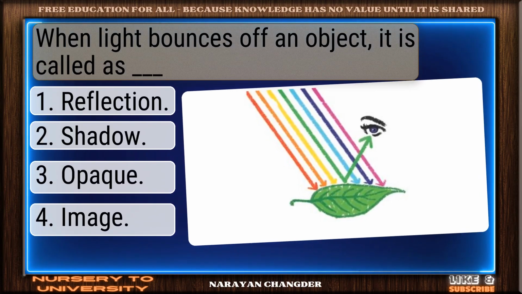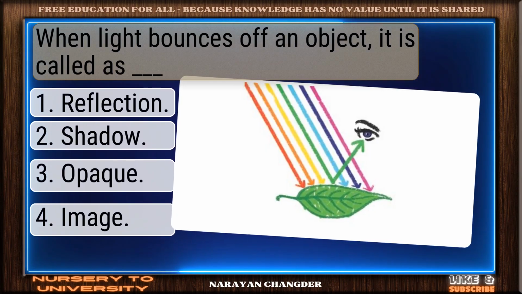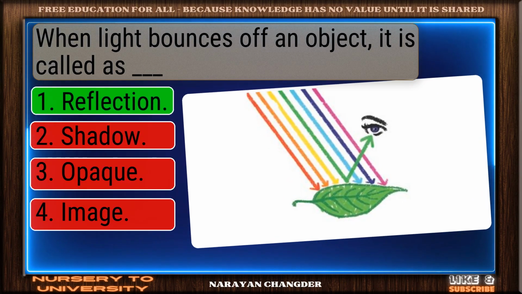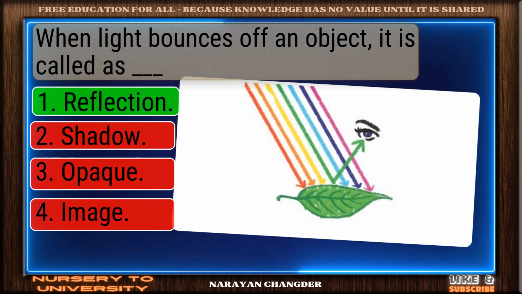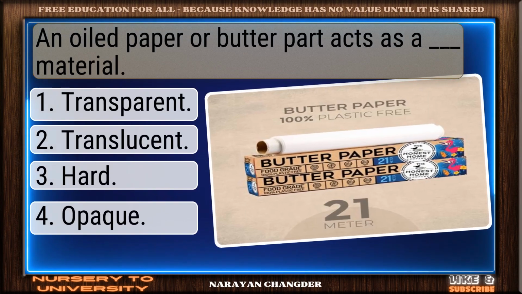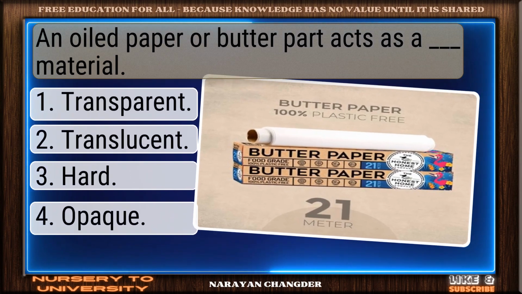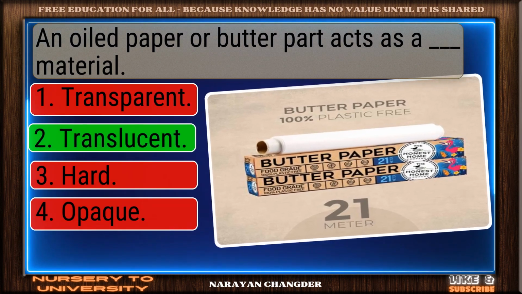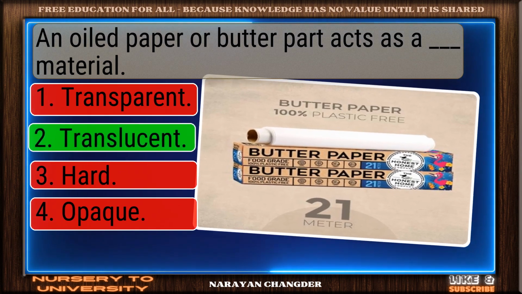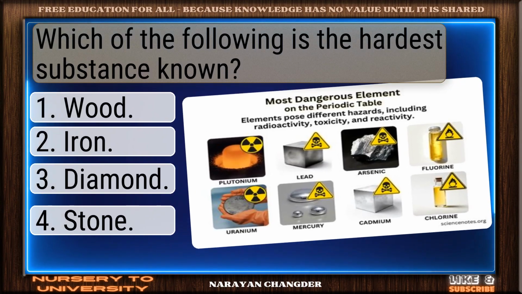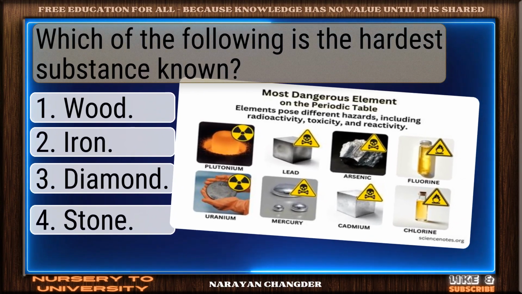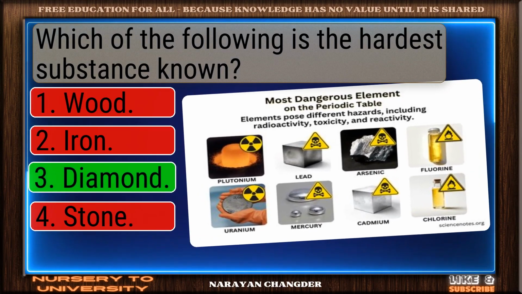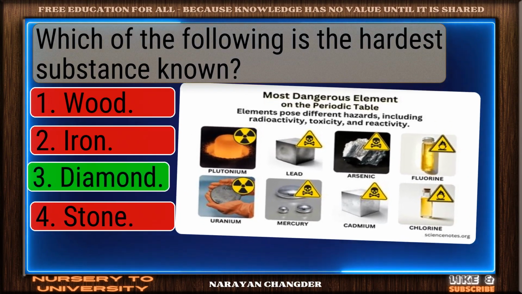When light bounces off an object, it is called as dash. Perfect. Reflection is the correct choice. An oiled paper or butter paper acts as a dash material. Nicely done. Translucent is a solid answer. Which of the following is the hardest substance known? Great job, diamond is the accurate answer.